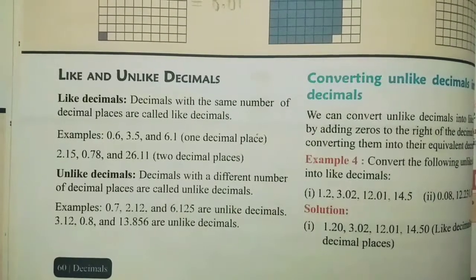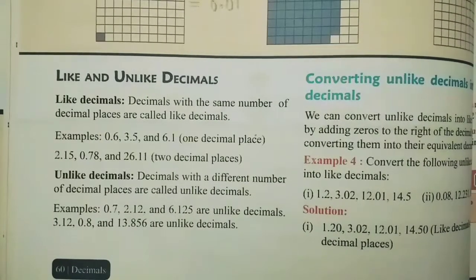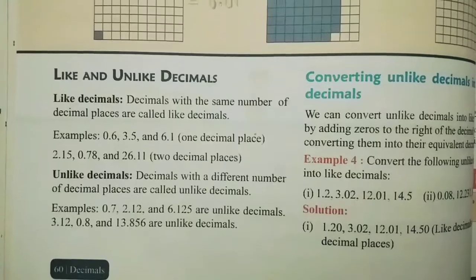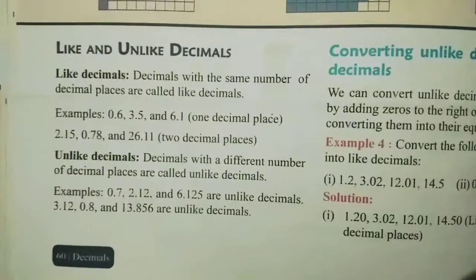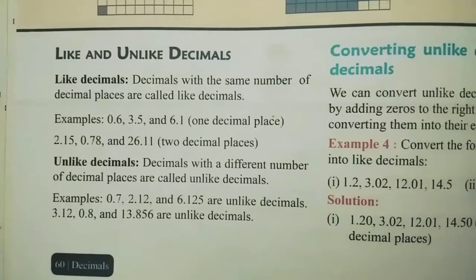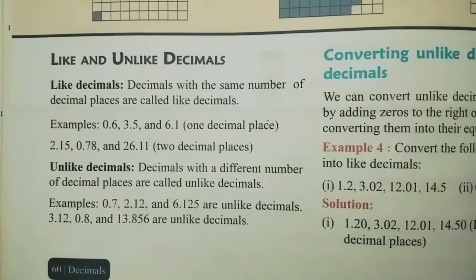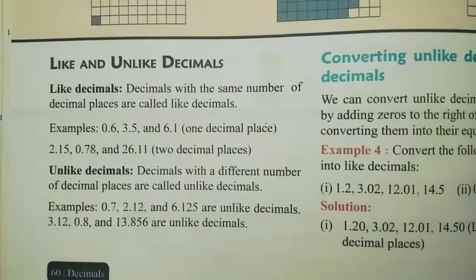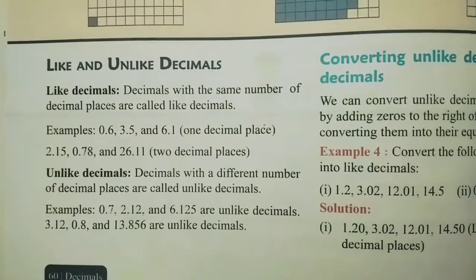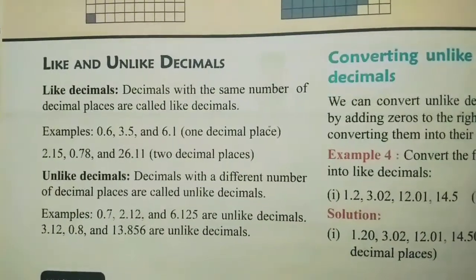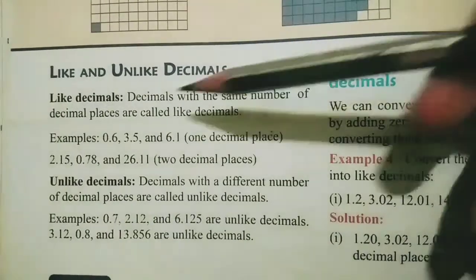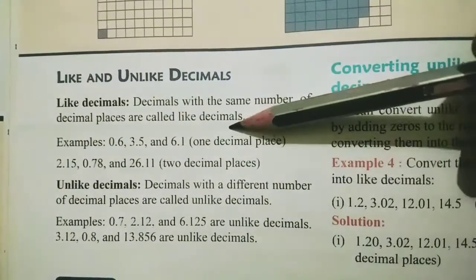So we were doing the chapter decimals, right? And we have completed exercise 7.1 in the previous video. Today in this video I will explain the next topics: like and unlike decimals. So what are like decimals? Decimals with the same number of decimal places are called like decimals.